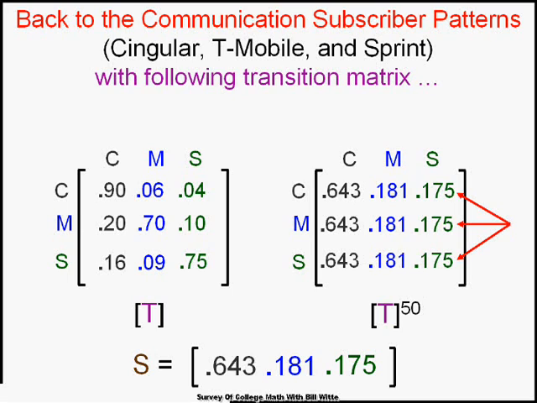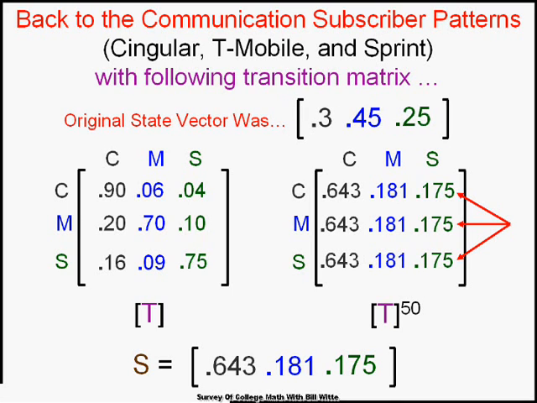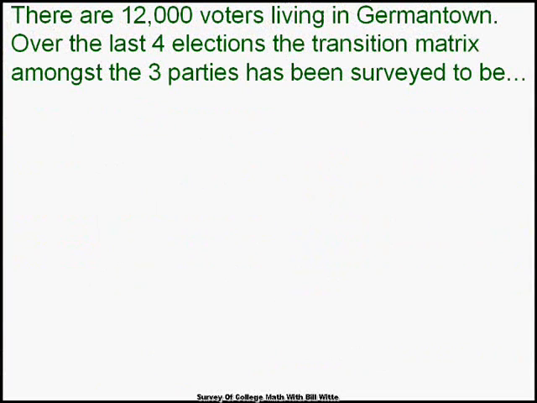Interestingly enough, remember where this started. The original state vector was 0.3, 0.45, and 0.25 for Singular, T-Mobile, and Sprint. Looks like Singular has taken over the market here, or will eventually, is the idea. So you can perhaps buy stock in that, at least with this simulation. Okay. Well, look what we got here.